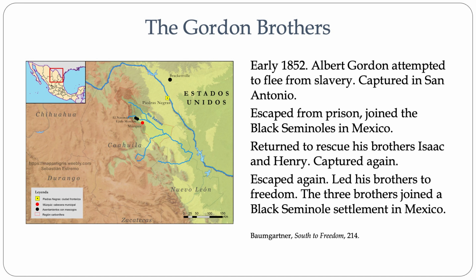This case is very interesting. The Gordon brothers, in early 1852, starting with Albert. He escaped slavery. He was captured in San Antonio. He escaped again. He joined the Black Seminoles. He was already in freedom. He had to come back and rescue his two brothers. So he came back and he rescued his brothers Isaac and Henry, and he was captured again and escaped again.